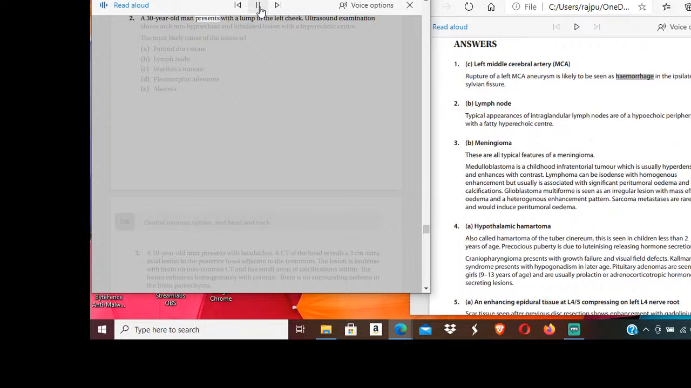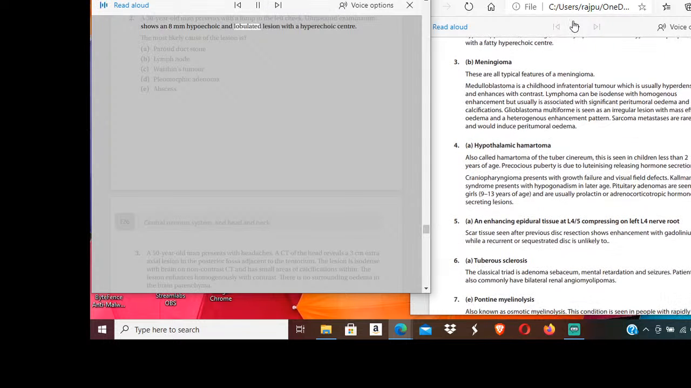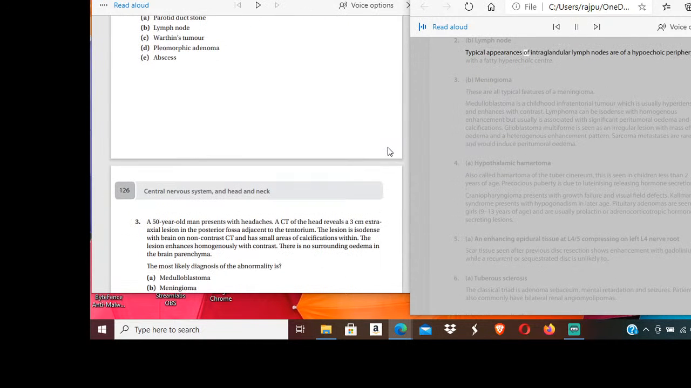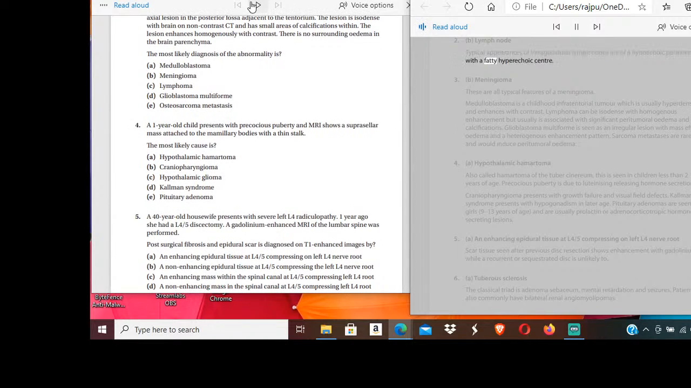2. A 30-year-old man presents with a lump in the left cheek. Ultrasound examination shows an 8 mm hypoechoic and lobulated lesion with a hyperechoic center. The most likely diagnosis is 2. B. Lymph node. Typical appearances of intraglandular lymph nodes are of a hypoechoic periphery with a fatty hyperechoic center.